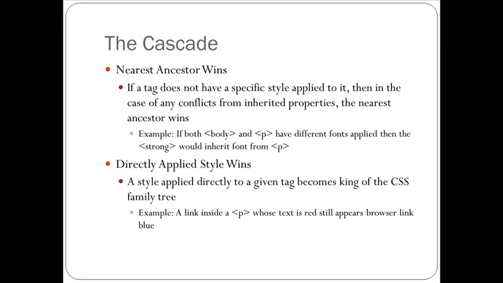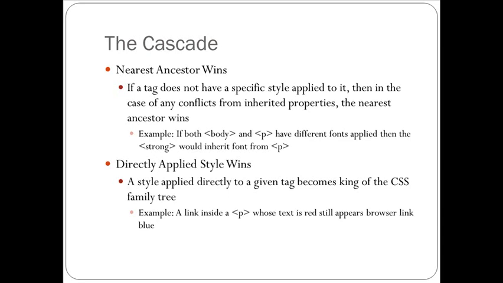Rule number 2, directly applied style wins. A style applied directly to a given tag becomes king of the CSS family tree. So if you had a link inside a paragraph whose text is red, it's still going to appear as blue, and it's getting that blue and the underline from the browser style sheet. But it would not turn red because of the paragraph being color red. It's going to be blue because in the browser style sheet there is a rule specifically for anchor tags, so it's being applied directly.